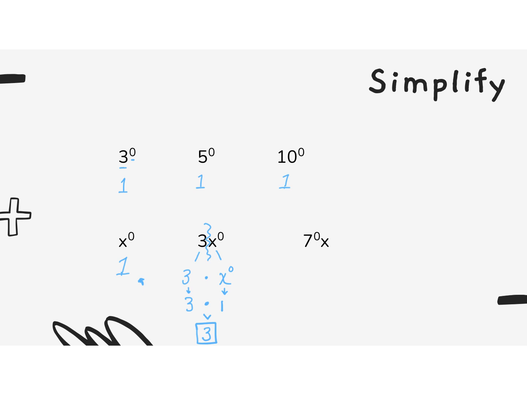Moving forward, 7 to the power of 0 times x. So we're going to put a little squiggly line here, and we're going to separate our problem to be 7 to the power of 0, and then to be x. Well, we know that anything to the power of 0 is 1, and then the x is just x. So we have 1 times x, which is going to give us x. And that is the power of 0.